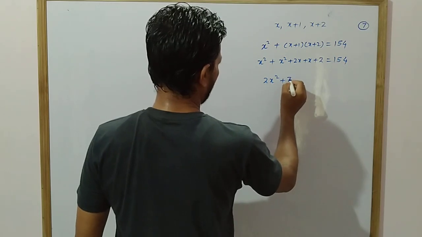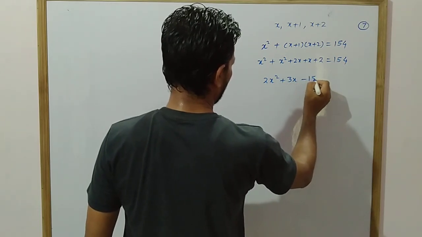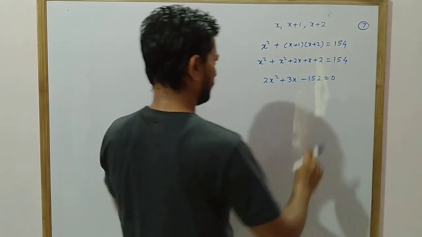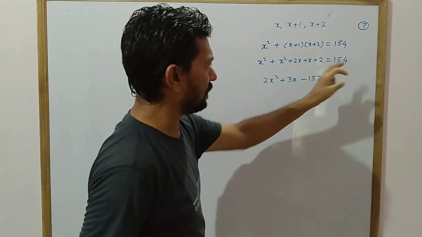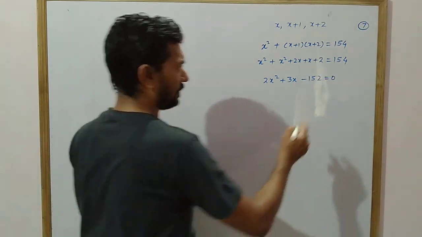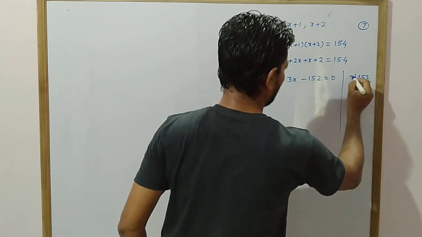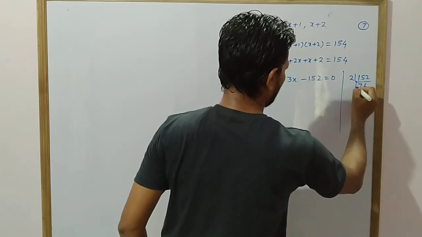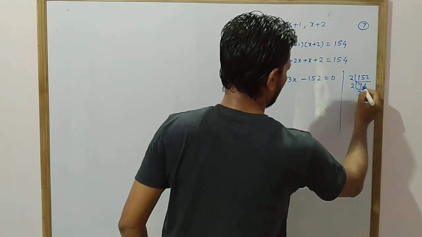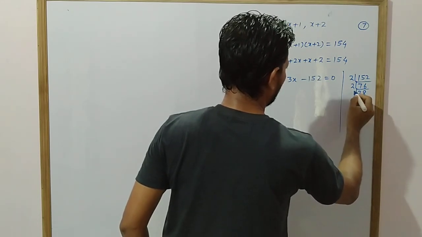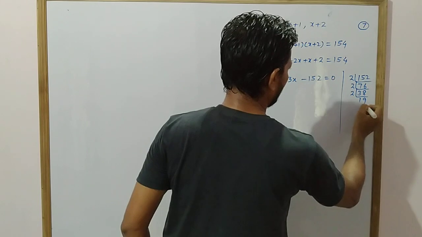So 2x square plus 3x minus 152 equals 0. 2 minus 154 is minus 152. Now when we take the LCM of 152, that is 2 into 76, 2 into 38, 2 into 19.